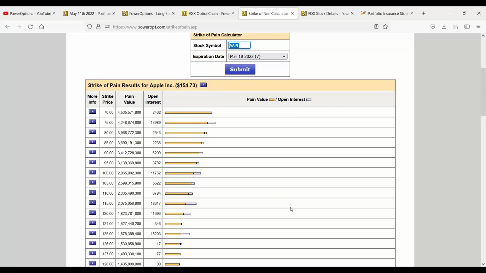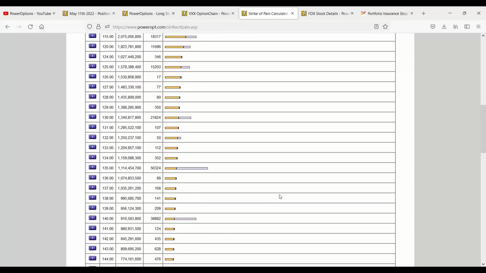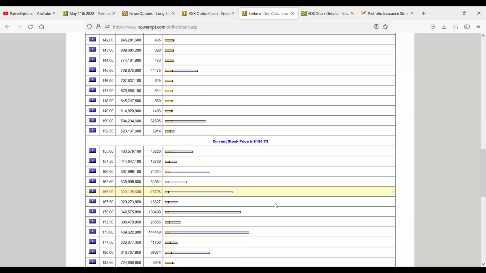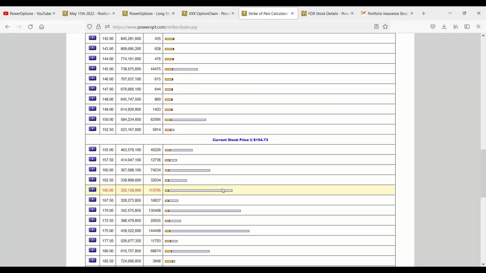The strike of pain, of course, is based on the max pain calculation that came out in the early '80s, perhaps. It was this idea that floor traders were seeing that the stock that had the option strike that typically had the highest open interest level on an expiration date, leading up 10 days, 7 days to expiration, is where the stock tended to gravitate towards.